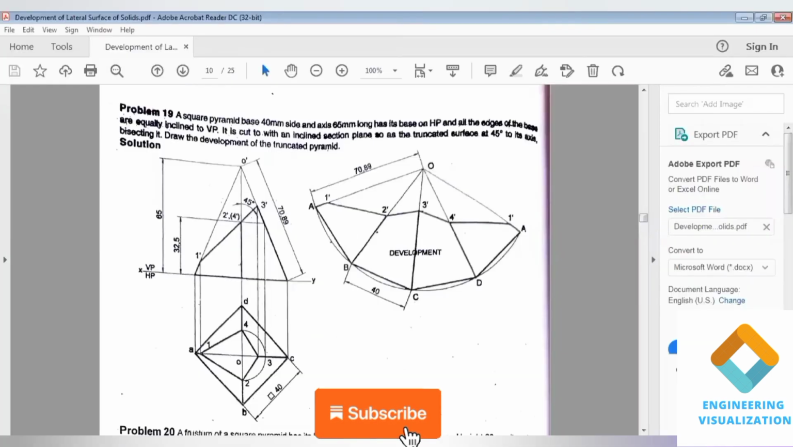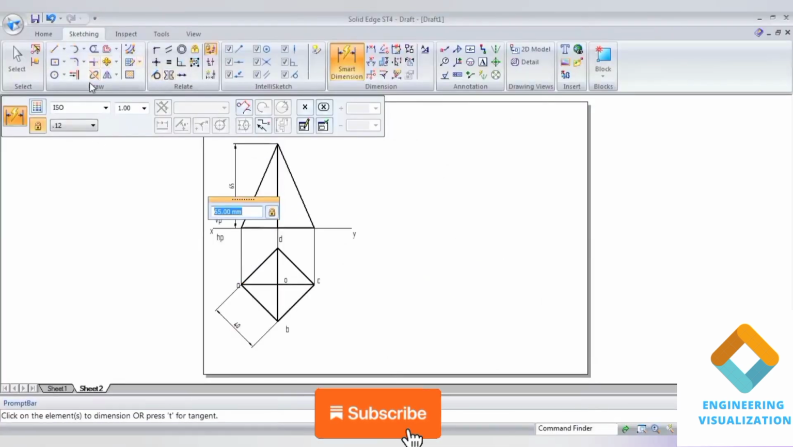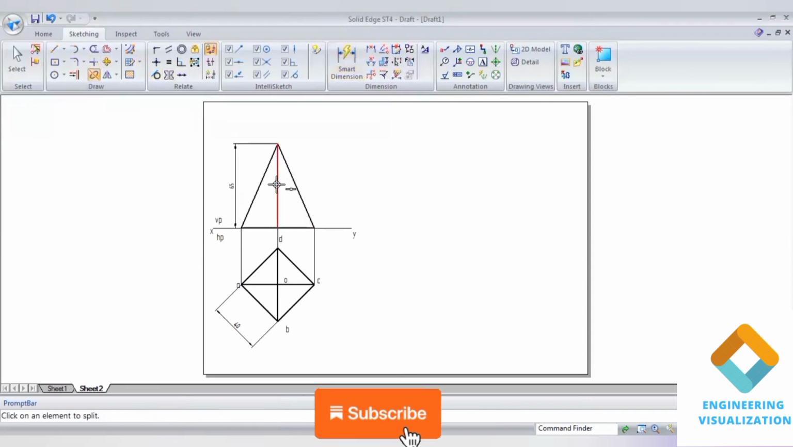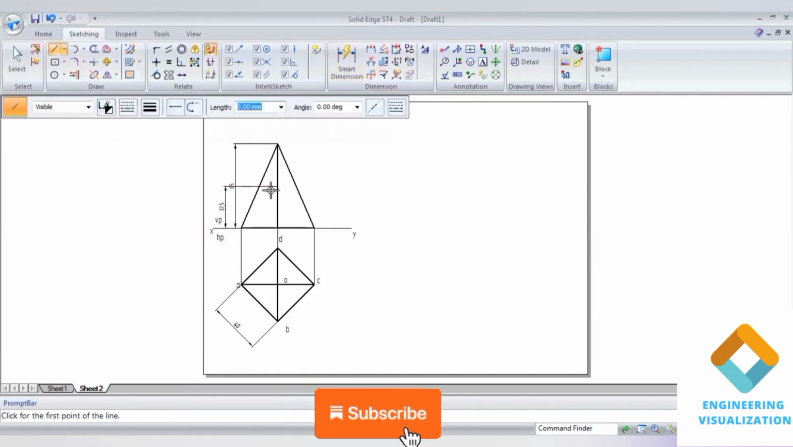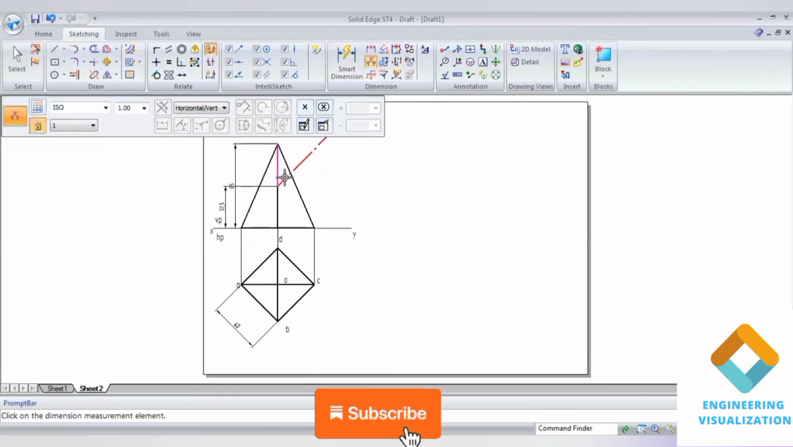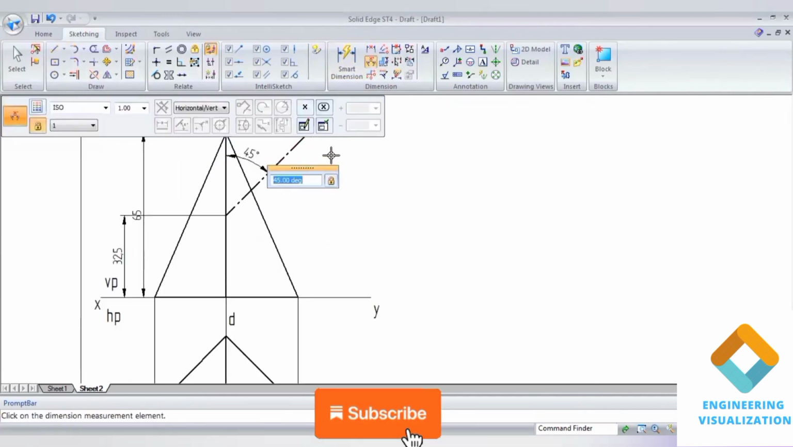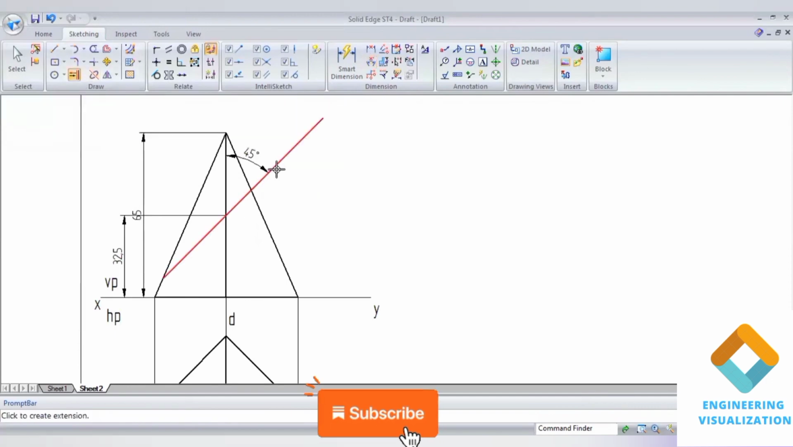Now here we need to draw a section plane, that is a truncated surface at an angle of 45 degrees. Okay, so exactly the midpoint we need to find out, because it is bisecting the axis, meaning exactly half of 65, which is 32.5. So here at this point we need to draw a section plane at an angle of 45 degrees. The length can be anything, but here the angle you have to show with respect to the axis. It is given in the question, it is 45 degrees, guys. So it is exactly this, right? So this is a section plane.